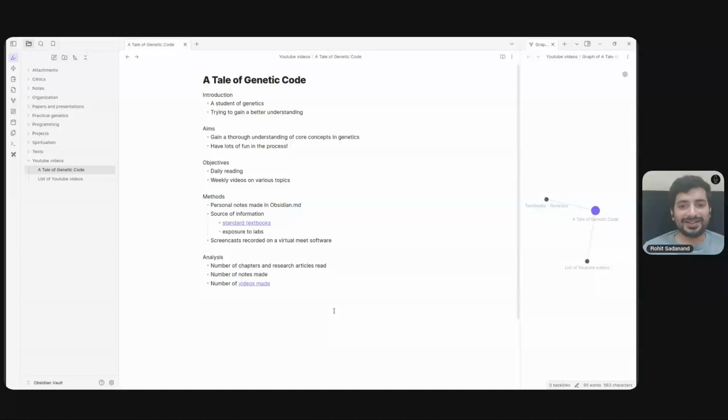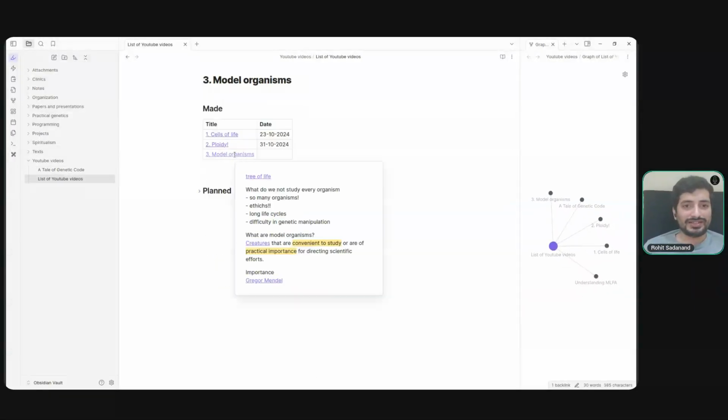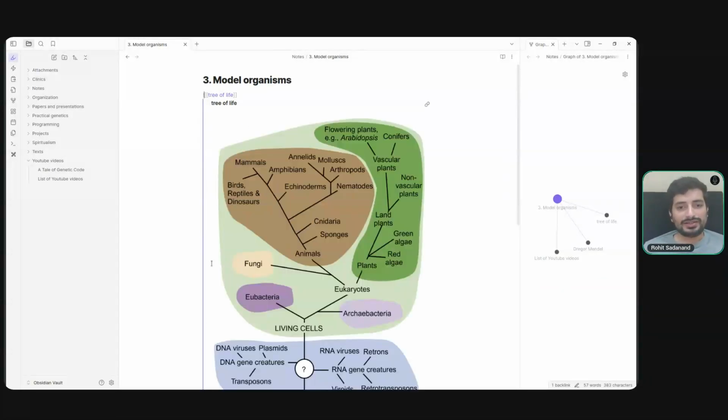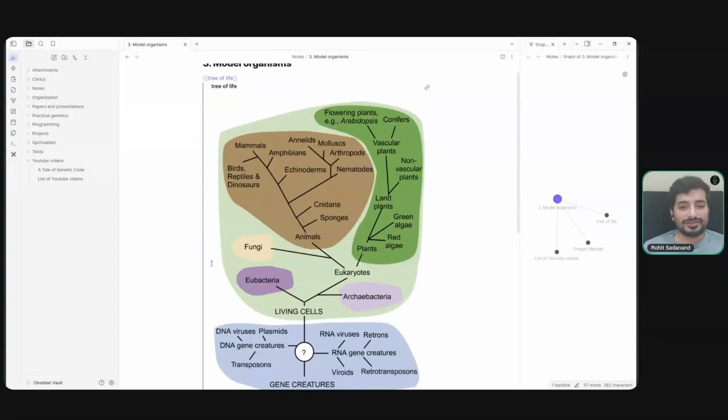So welcome back to a tale of genetic code, and let's just get started with today's topic, which is model organisms. So we have seen in our previous videos that the tree of life is actually quite complex and includes many different kinds of animals.